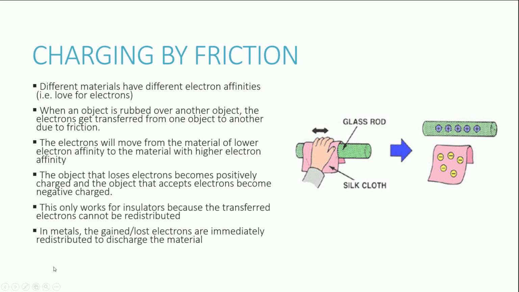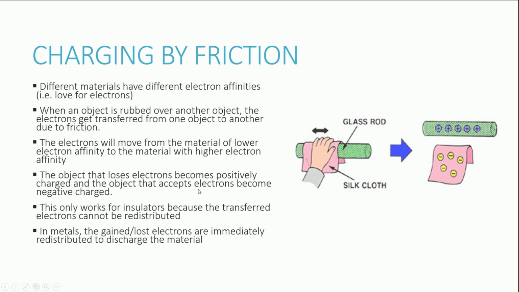But in metals, if you create friction with two metals, and let's say electrons get transferred from one metal to another, theoretically that would make the object that gains the electron negatively charged, as we talked about before. But in a metal, that doesn't necessarily happen, because as soon as the electrons get added onto the metal, they get redistributed immediately and it basically gets discharged.